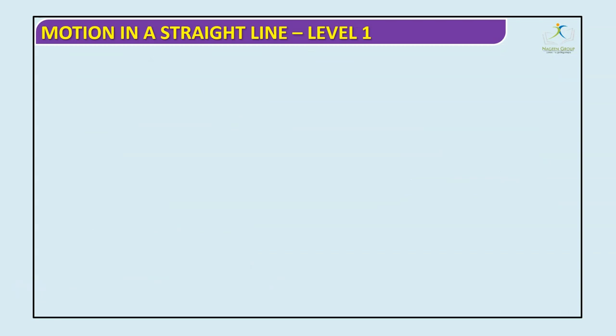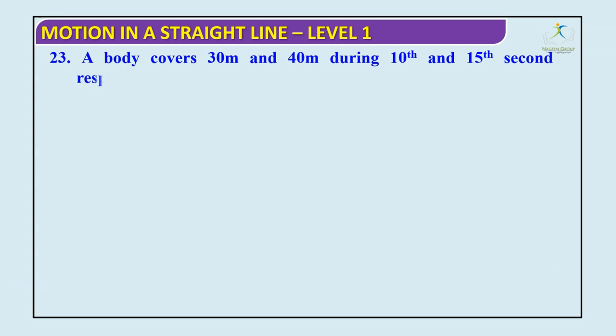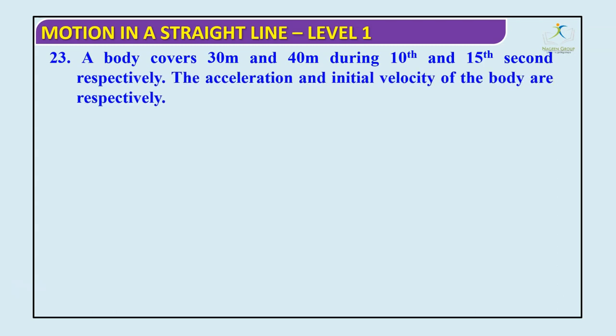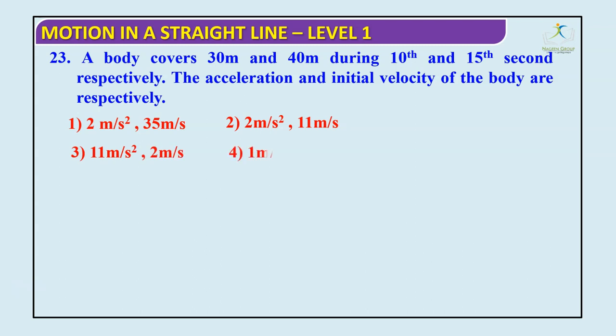So the next question is, a body covers 30 meter and 40 meter during 10 and 15 seconds respectively. The acceleration and initial velocity of the body are respectively: 2 meter per second square and 35 meter per second, 2 meter per second square and 11 meter per second, 11 meter per second square and 2 meter per second, or 1 meter per second square and 10 meter per second.